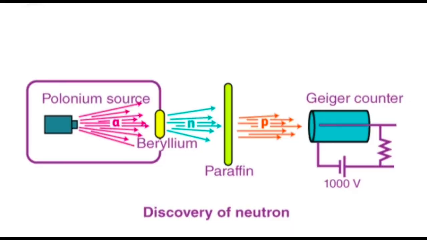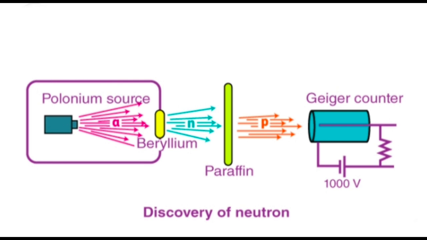James Chadwick's experiment. Chadwick used alpha particles emitted from a radioactive source. He directed these alpha particles toward a thin sheet of beryllium metal. When the alpha particles struck the beryllium target, a new type of radiation was produced. This radiation had no electric charge and could penetrate matter very effectively. Next, Chadwick allowed this radiation to hit a block of paraffin wax, which contains many hydrogen atoms. To his surprise, protons were knocked out of the wax at very high speeds.